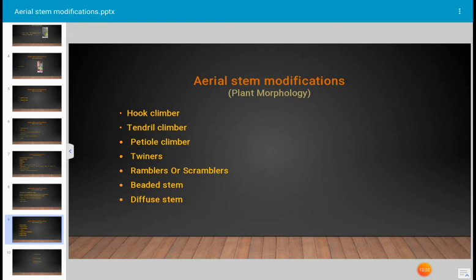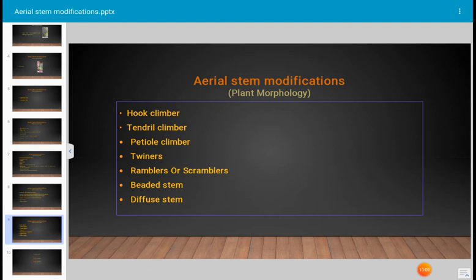Next, tendril climber. Tendrils are cylindrical green thread-like structures which may be modifications of leaf or leaflet or petiole or stipule or leaf apex or stem. These thread-like structures are highly flexible, made for climbing purpose. The tendrils are soft, delicate, highly sensitive structures. The plants having tendrils which are used for climbing purpose are termed as tendril climbers. The example is Pisum sativum, that is pea plant.